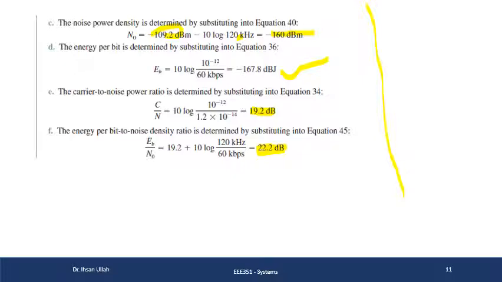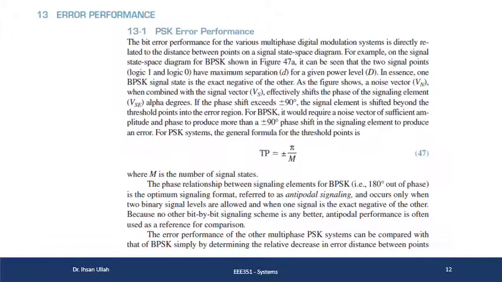Eb by N0, let's say for same, maybe you can compare FSK, PSK and ASK with same kind of power levels and stuff. ठीक है जी. अच्छा, PSK की एरर परफॉर्मेंस देख लेते हैं.